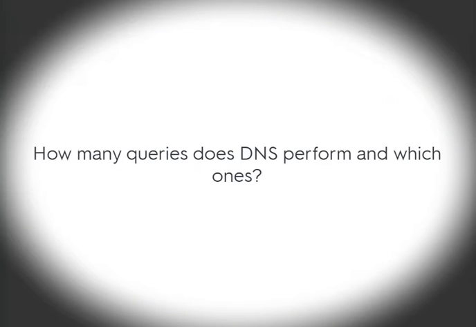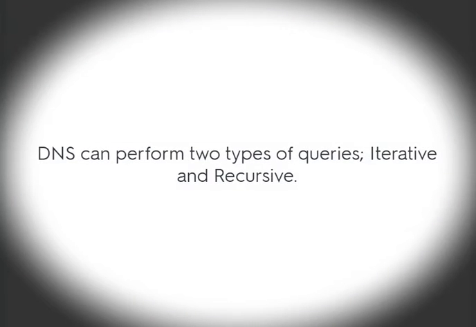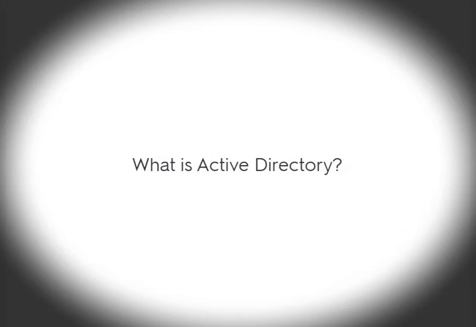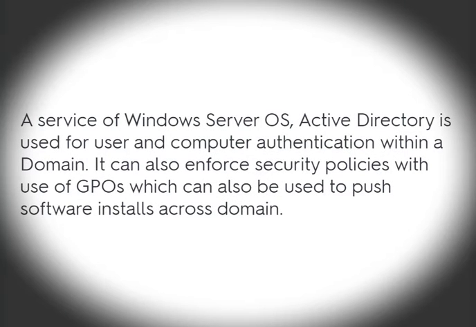How many queries does DNS perform and which ones? DNS can perform two types of queries, iterative and recursive. What is Active Directory? A service of Windows Server OS, Active Directory is used for user and computer authentication within a domain. It can also enforce security policies with the use of GPOs, which can also be used to push software installs across the domain.